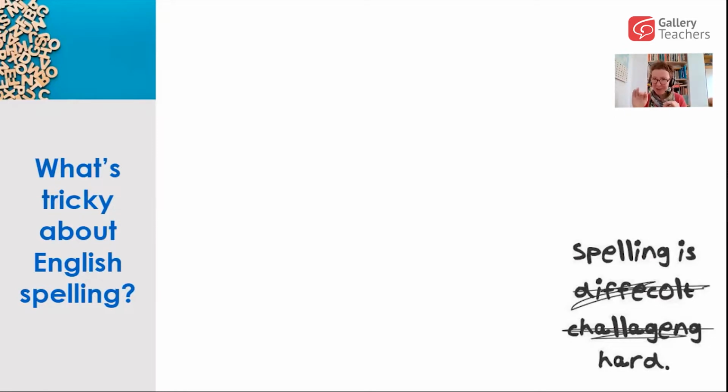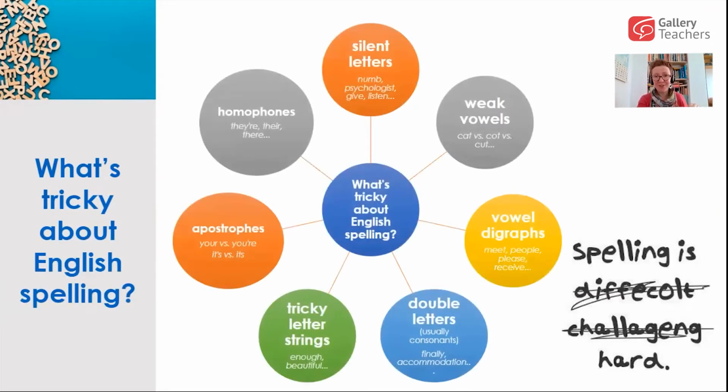So to get started, we all know that English spelling can be a bit tricky. And if you look at the picture there, the spelling, it's difficult. No, it doesn't look right. It's challenging. No, it doesn't look right. It's hard. Yes, it is hard. And why? Well, we'll have a look at a range of different ideas here.